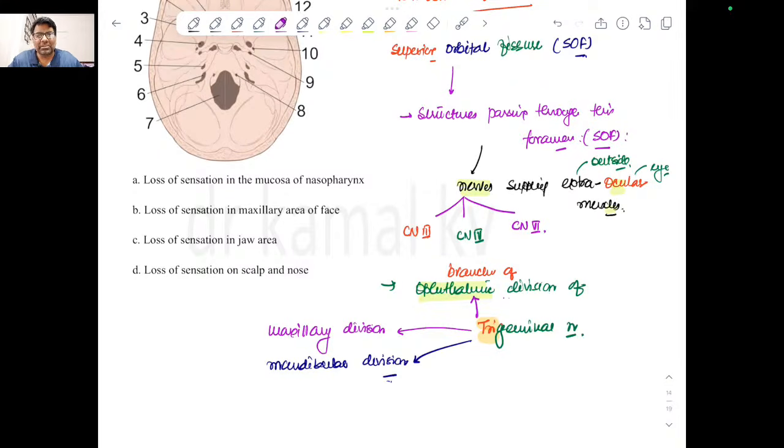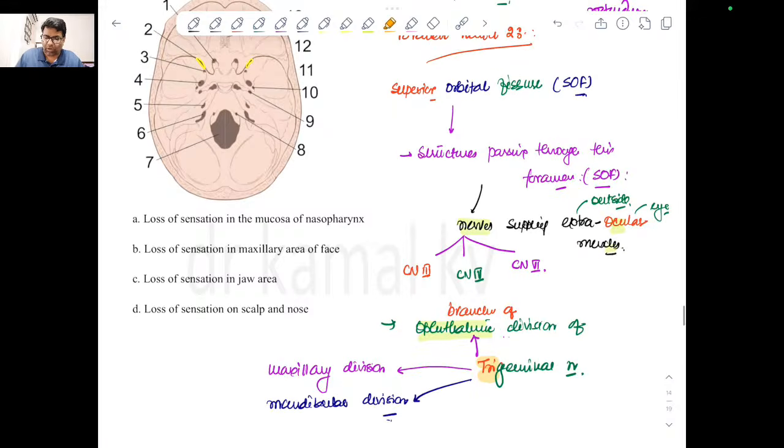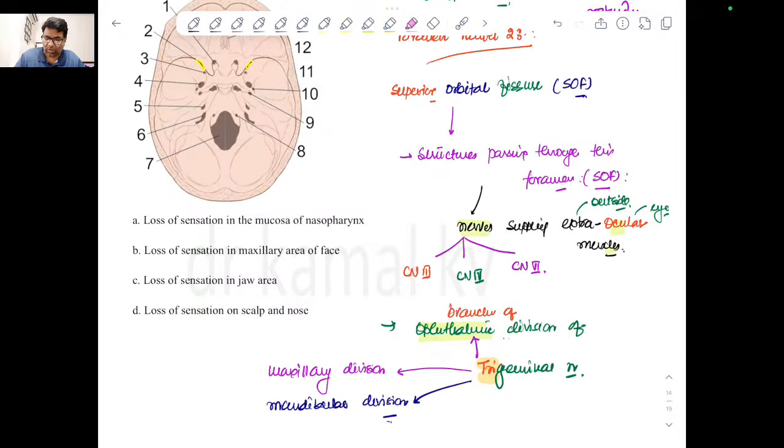Now these branches will supply the area of the scalp, the anterior part, the forehead, and the dorsum of the nose through the nasociliary, lacrimal, and frontal nerves. Clear? These are all sensory. So it means if there is any injury to this particular division, there will be sensory loss.